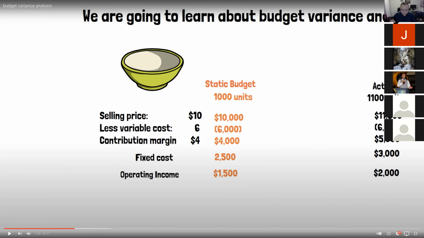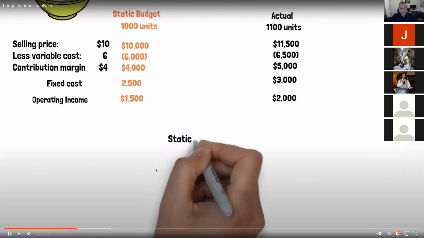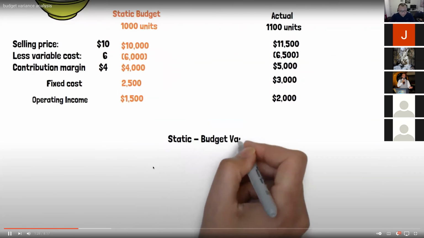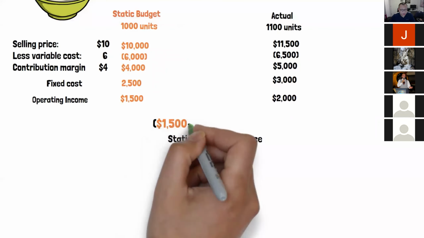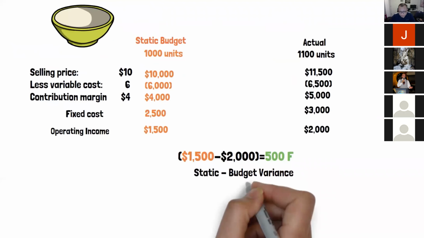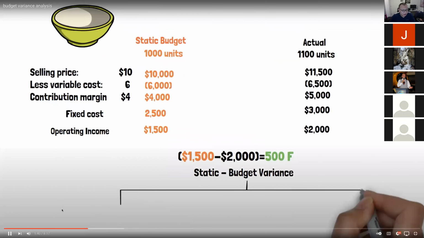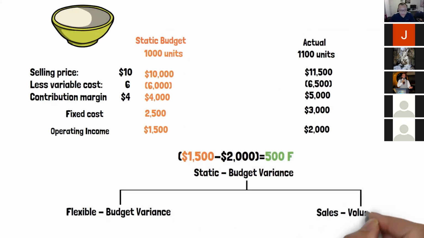Static budget variance. Yeah, that's correct. So this variance is the static budget variance. Okay, and like we mentioned, we know that this difference, $500, is favorable. We use the letter F. Now let's see, we can further break down the variance into two components: flexible budget variance versus sales volume variance.